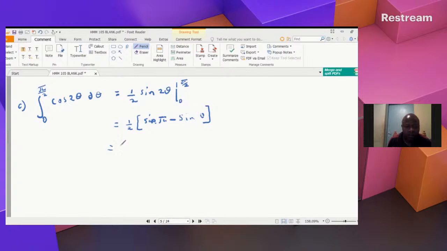So what is this? This would be a half. With your calculator, you can find what sine of pi is. And we know that pi is 180 degrees. So if you go to your calculator, then just press sine of 180, you'll find that it will be 0. Sine of 180 is 0. What about sine of 0? Just use a calculator and again find that it's also 0.